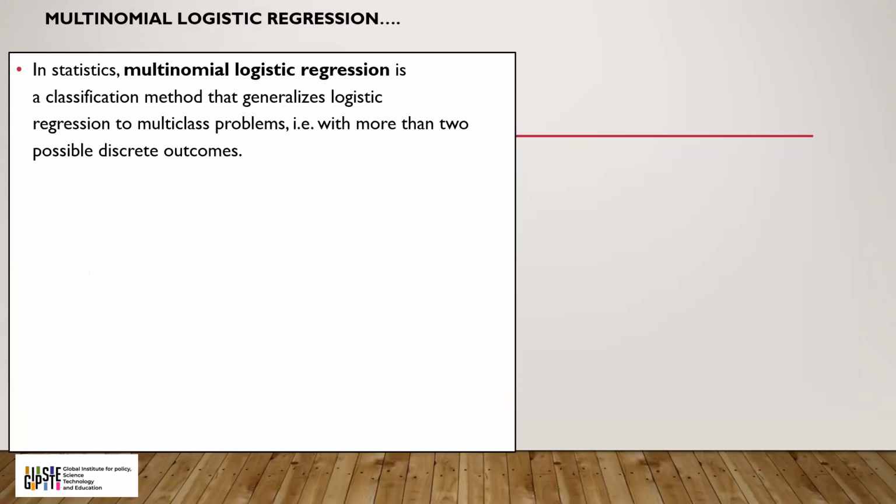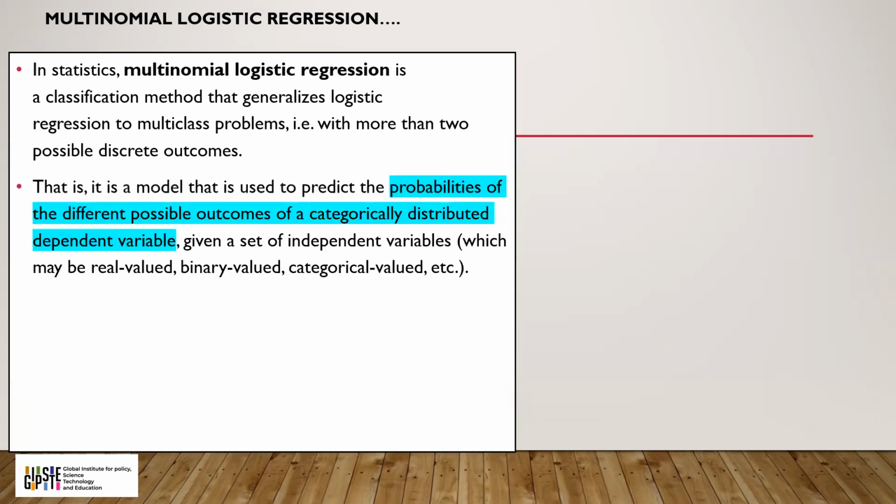Still on the nominal and the multinomial logistic regression. In statistics, multinomial logistic regression is a classification model that generalizes logistic regression to multi-class problems with more than 2 possible discrete outcomes. That is, it is a model that is used to predict the probability of the different possible outcomes of a categorically distributed dependent variable, given a set of independent variables which may be real-valued, binary-valued, categorical-valued, and many others.